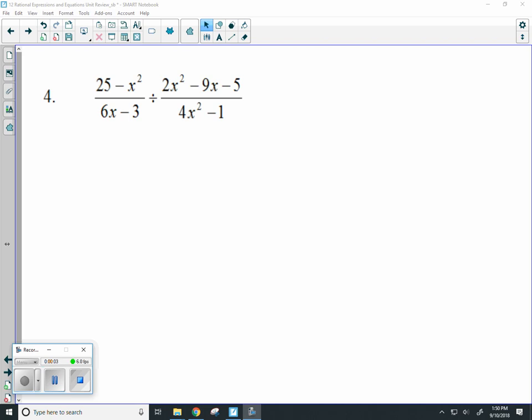Number 4 is a division problem. So for this one, remember when you're dividing fractions, you're going to flip the second fraction and then you're going to change it into multiplication. So before I factor anything, I'm going to go ahead and do that just so I don't forget.